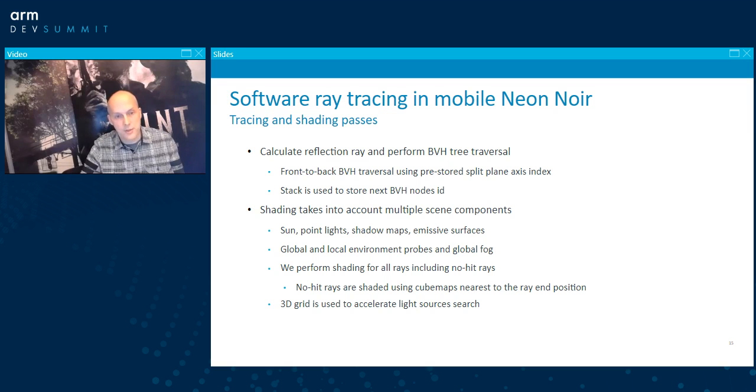Shading pass is as important as tracing pass. Without proper shading, the reflections may easily look inconsistent and not fitting the scene. Because of that, the shading pass must support all the lighting solutions we used in the main view. In this demo, we supported sun, point lights, projectors, environment probes, and global fog. Some more advanced techniques like clip volumes were simply not used in this demo. And we use a 3D grid as acceleration structure for fast search for the lights affecting the ray hit point.